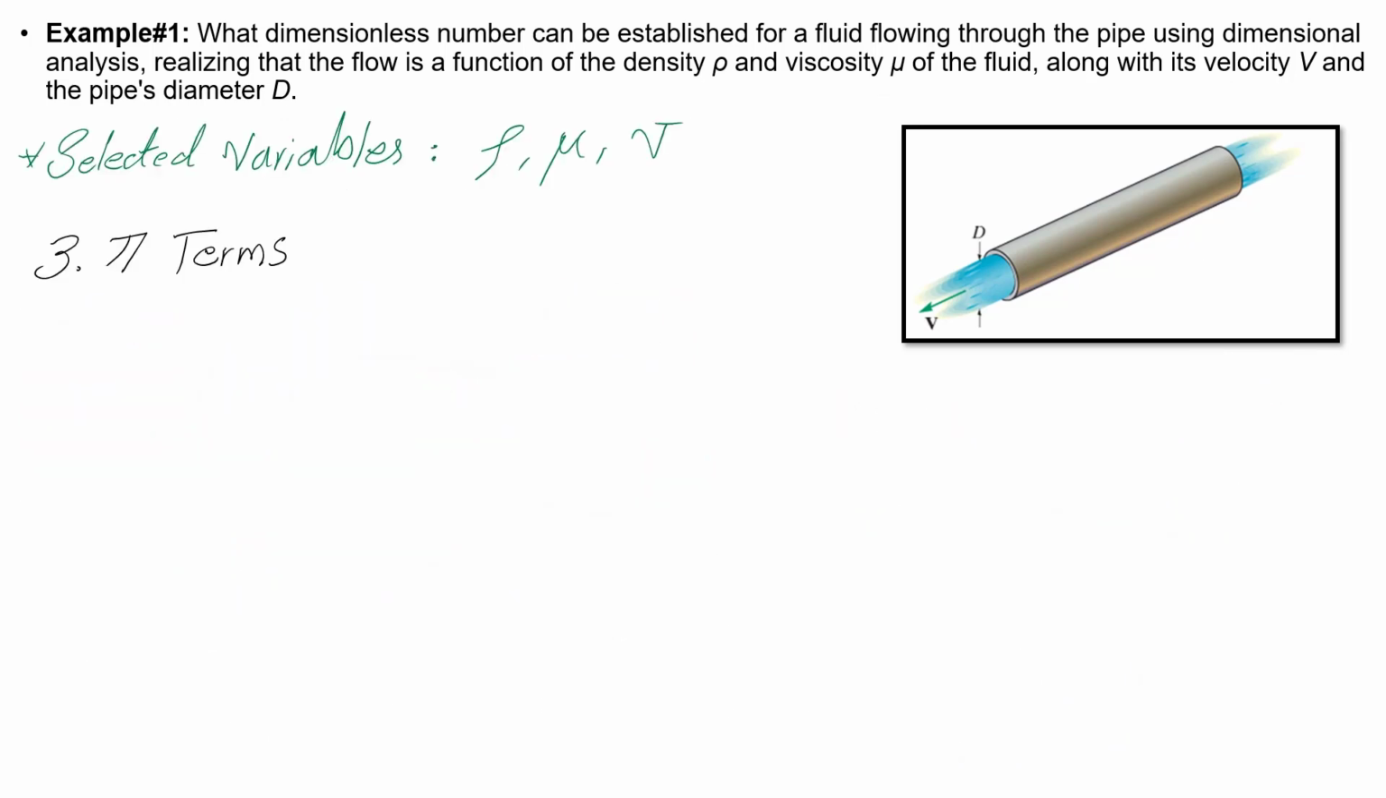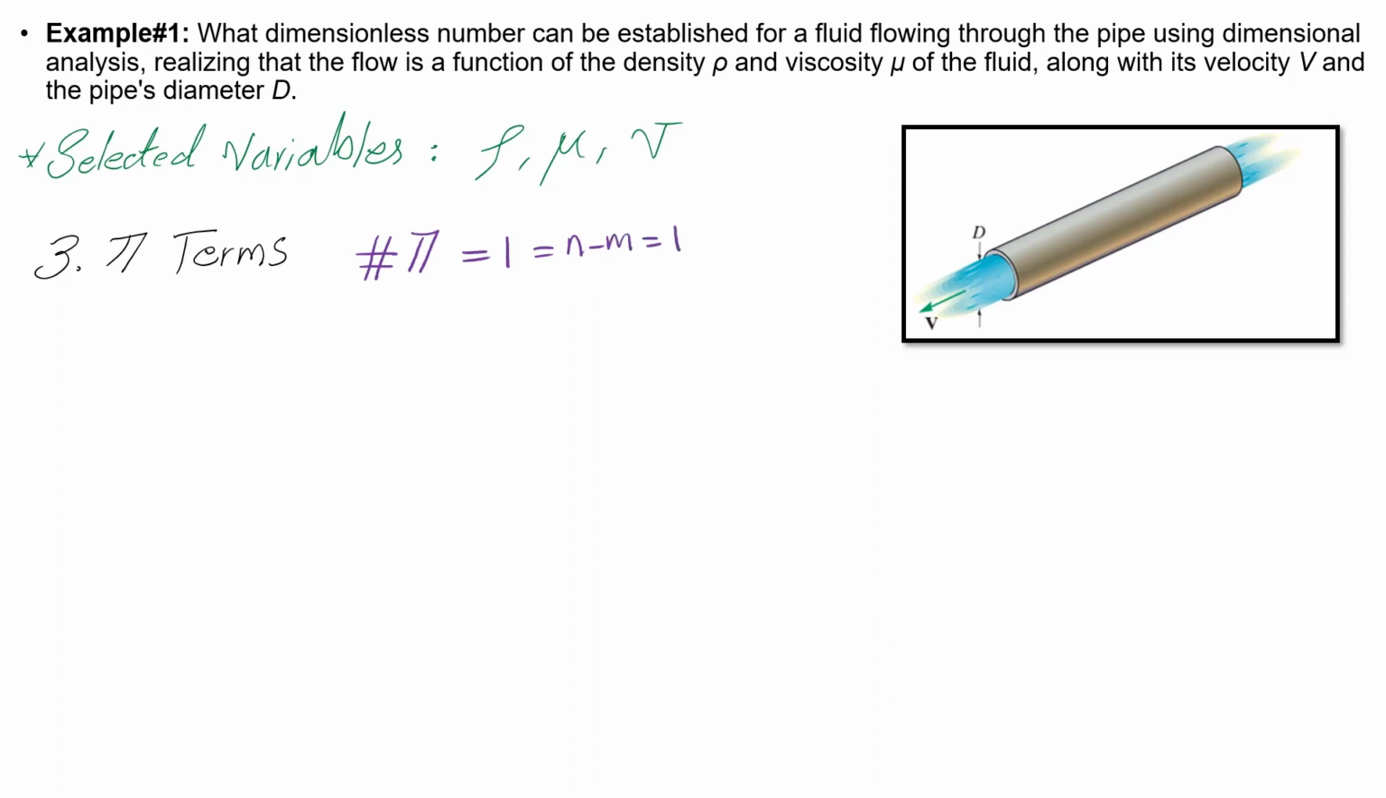All right, so selected variables are rho, mu, and v, and the remaining variable would be d, or diameter. Now we're going to talk about pi terms. What's the number of pi's that we're going to have? It's going to be equal to 1. How? Because n minus m is equal to 1, right?